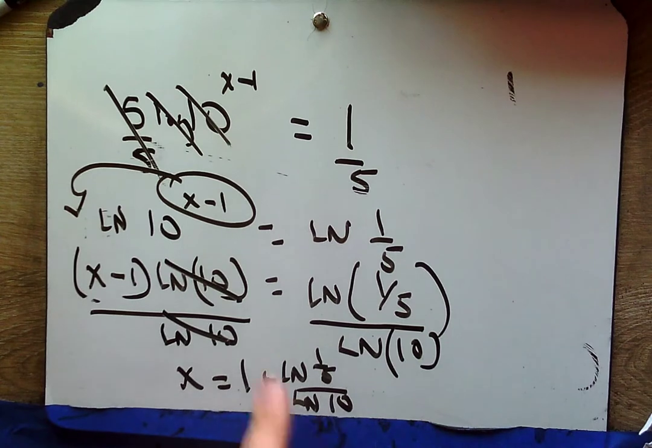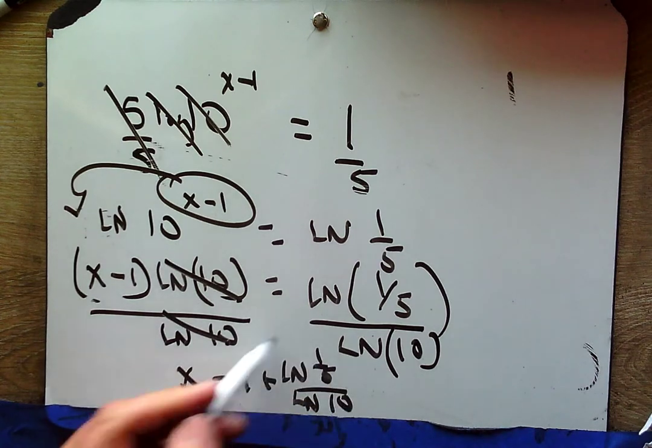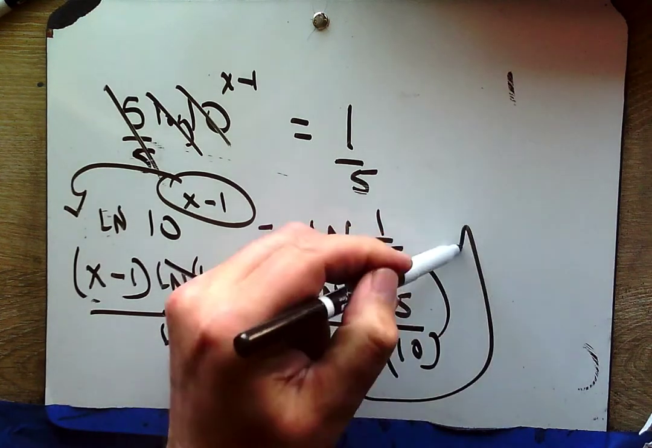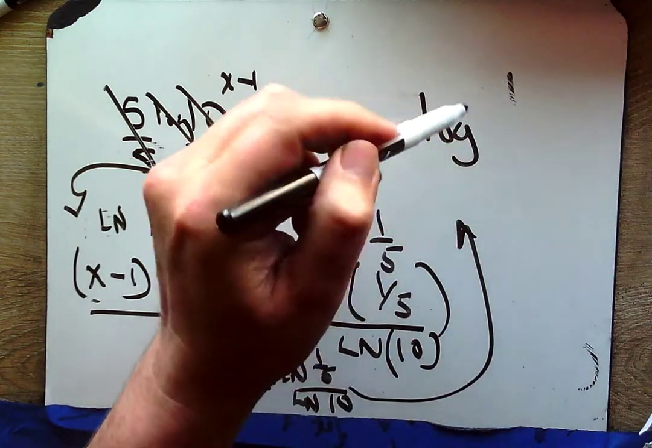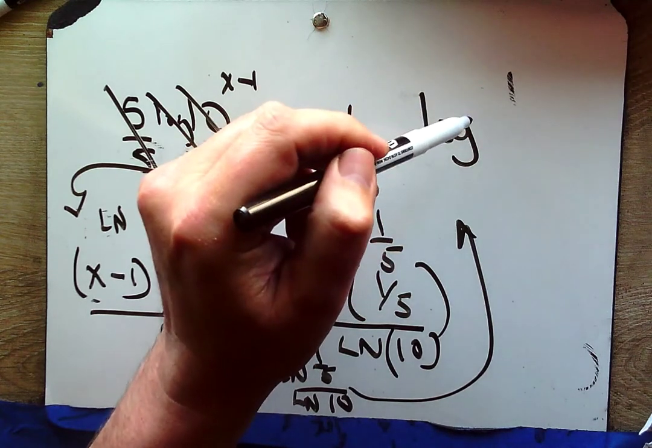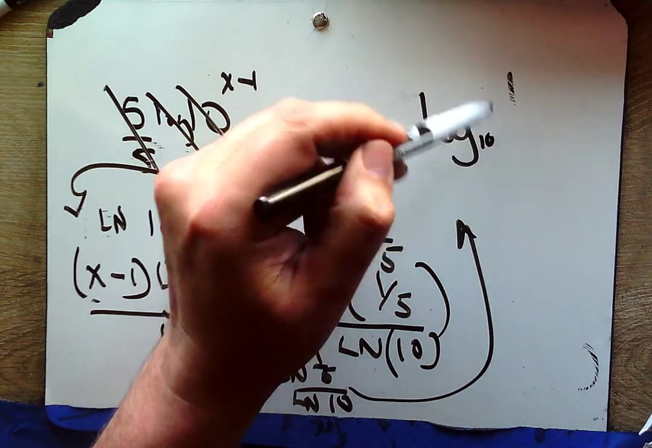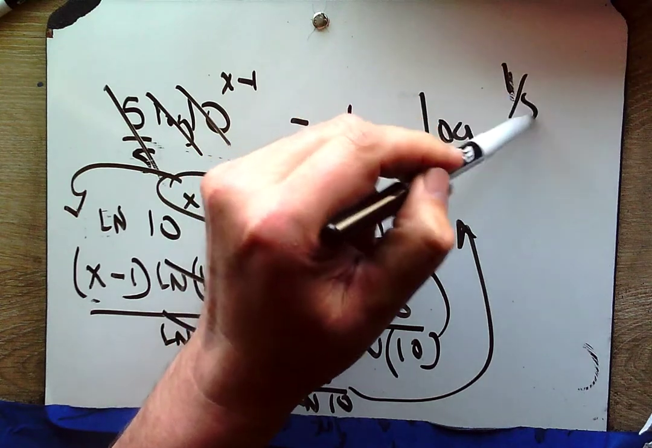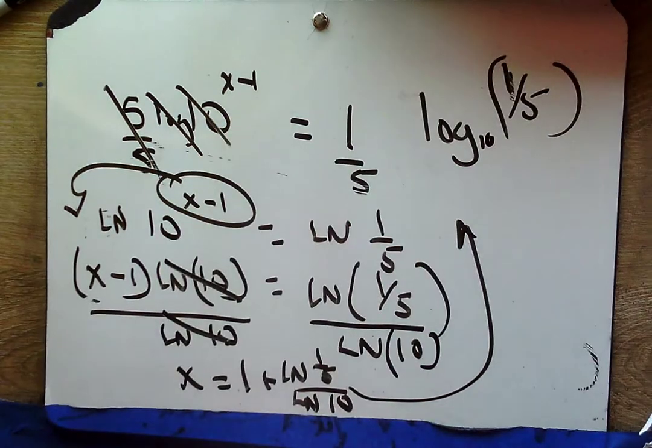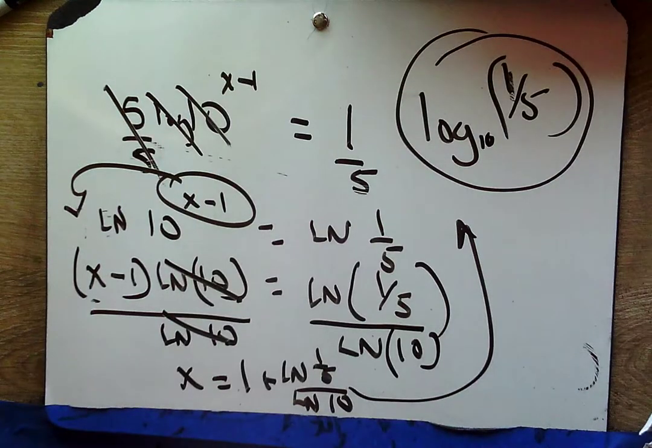By the way, this is the change of base formula we've talked about a couple videos ago. Do you remember what this is equal to? This is equal to log base 10 of 1/5. If I use the change of base formula on this, I get that part. Okay?